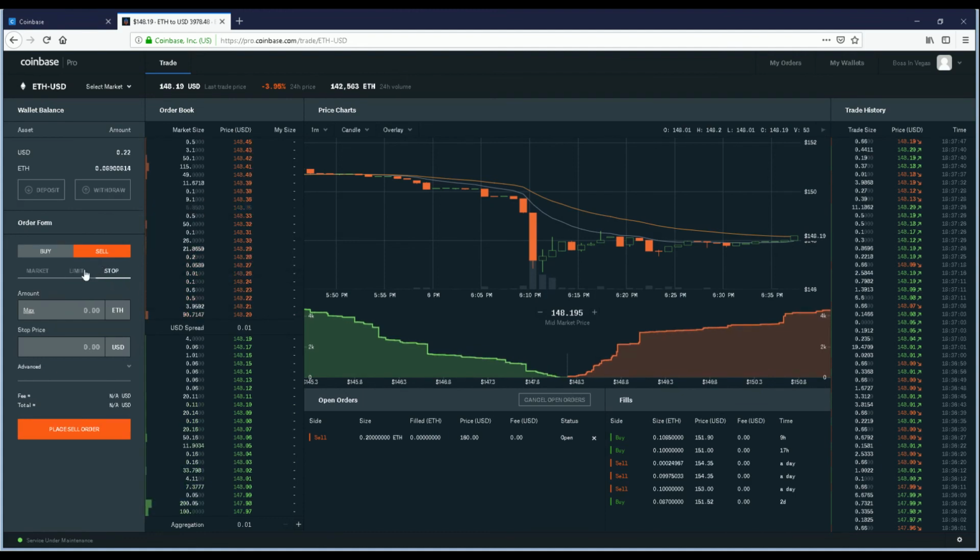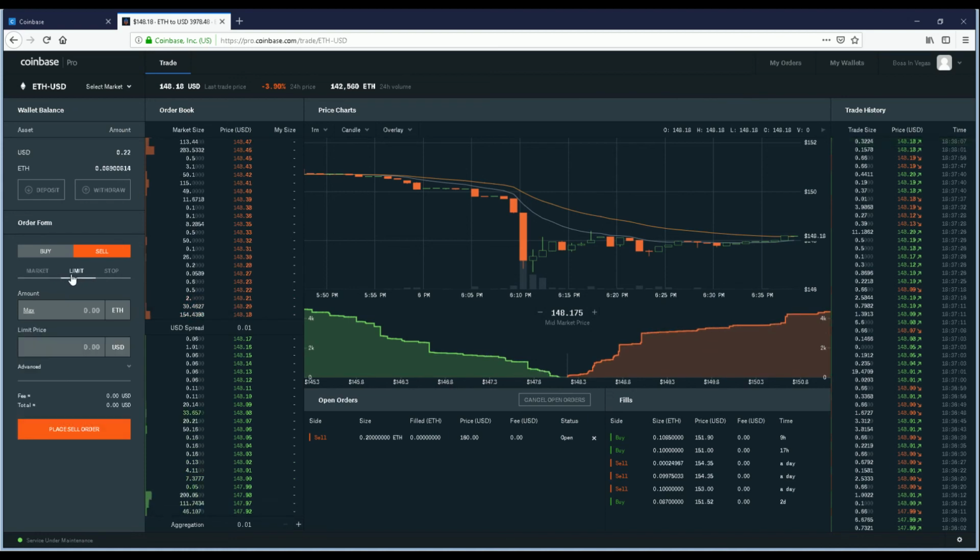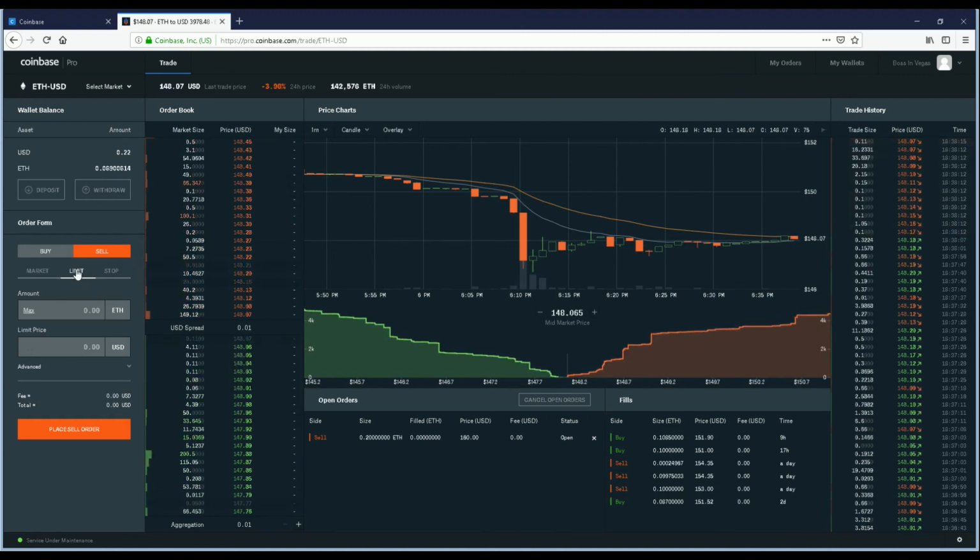Stop. So I'm just doing... See, that's interesting, because we'll have to take a look at market. I don't get it. But I'm pretty sure I've been using limit. And this says NA down there, so I don't know what stop is.